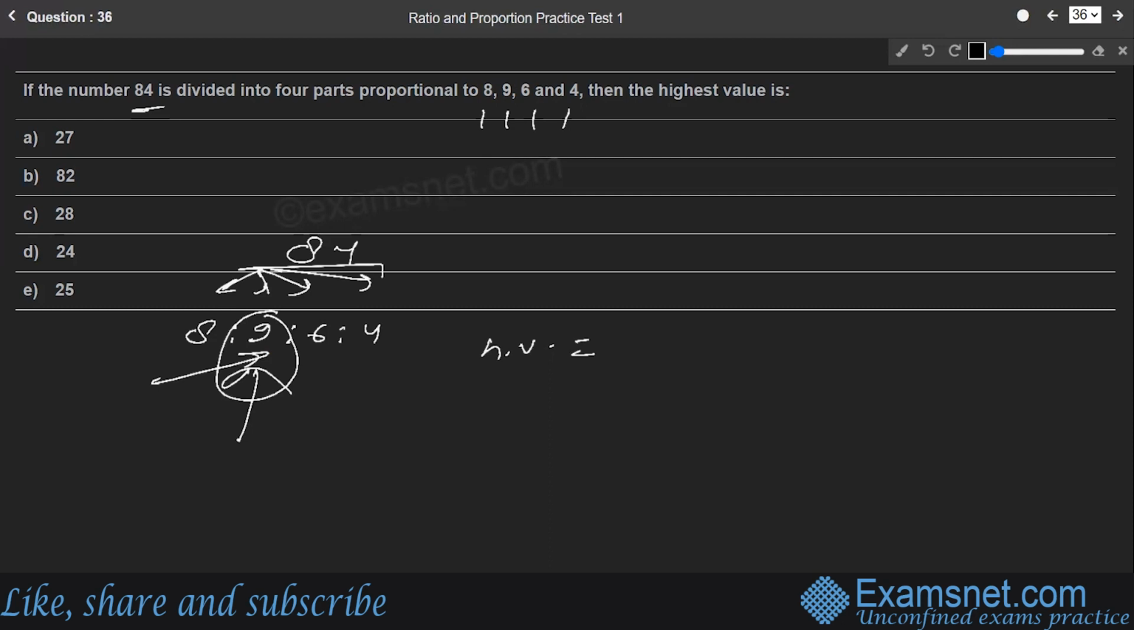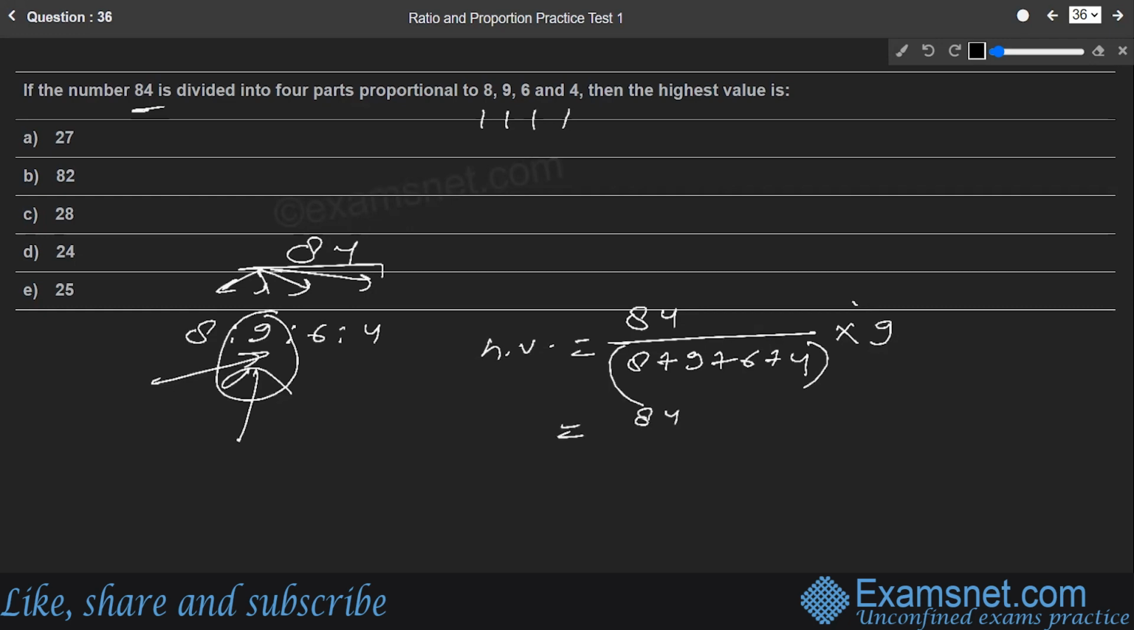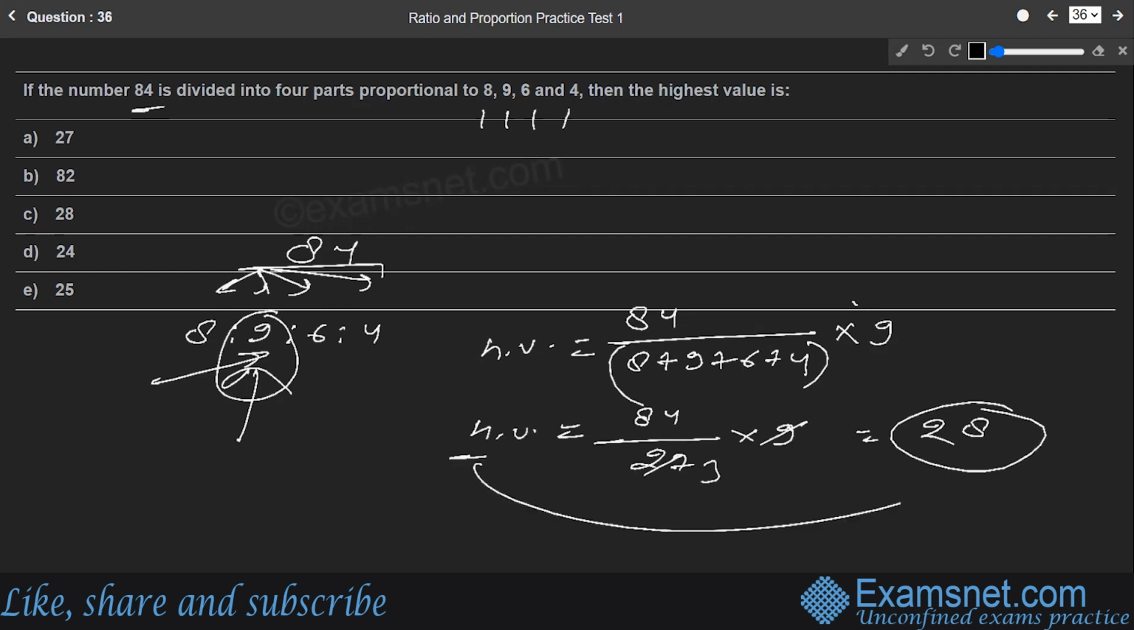So the highest value can be found out by finding the 9 related part. How can that be found out? The number is 84 divided by the sum of the ratio terms. Sum of the ratio terms is 8 plus 9 plus 6 plus 4, and we have to find the highest value. So highest value is available at 9, so multiply by 9. If you solve this further, this comes out to be 84 divided by 17 plus 6, 23 plus 4, 27, into 9. We can cut this 9 and 27. This is 3. So the value comes out to be 28. So the highest value corresponding to 9 is 28. So that's what becomes the right answer. Highest part is 28 of the ratio.